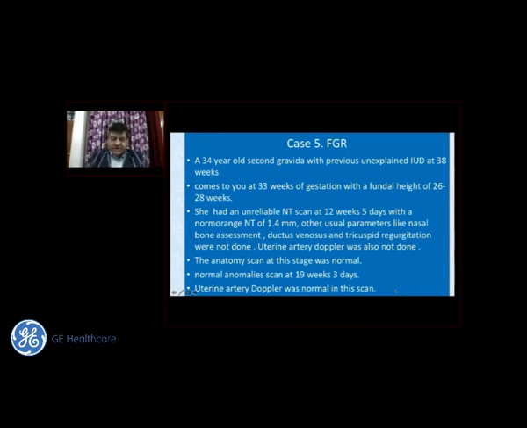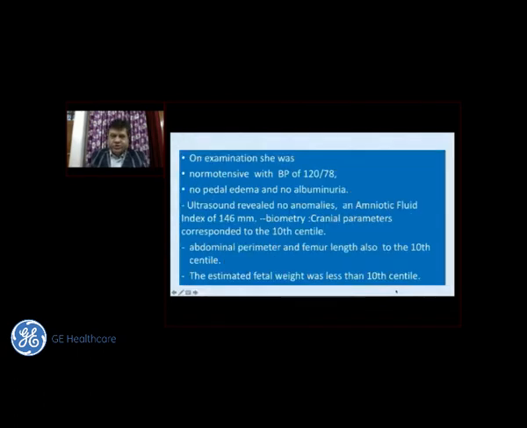The anatomy scan at this stage was reported normal. However, the patient went for an anomaly scan at 19 weeks, 3 days. That was reported normal. Uterine artery Doppler was normal in this scan. So now on examination, she's normotensive. There's no pedal edema. There's no albuminuria.